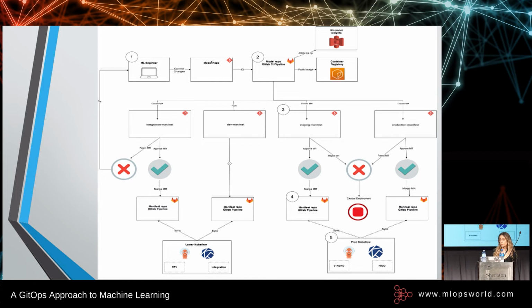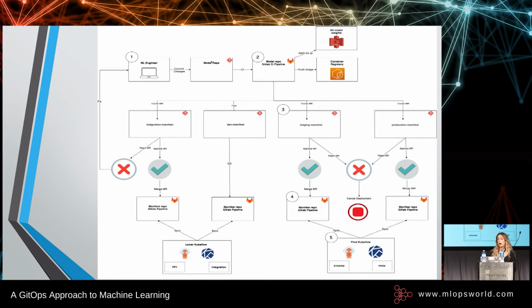Okay, so looking at the top left corner with step number 1, an ML engineer makes code changes to the model repo. That could be anything like a serving code change or maybe a model weight change. And they commit their code to the model repo. That triggers a CI pipeline on the model repo. That's step number 2. It uses the model weights from S3 to build the model, test it, and then it packages the model in a Docker container and pushes that into our Docker registry.